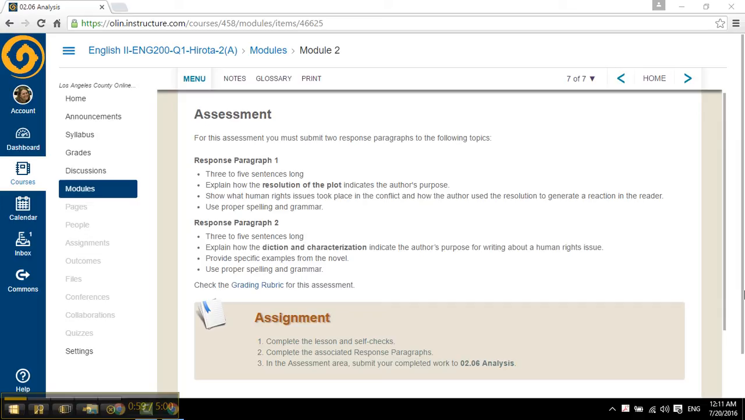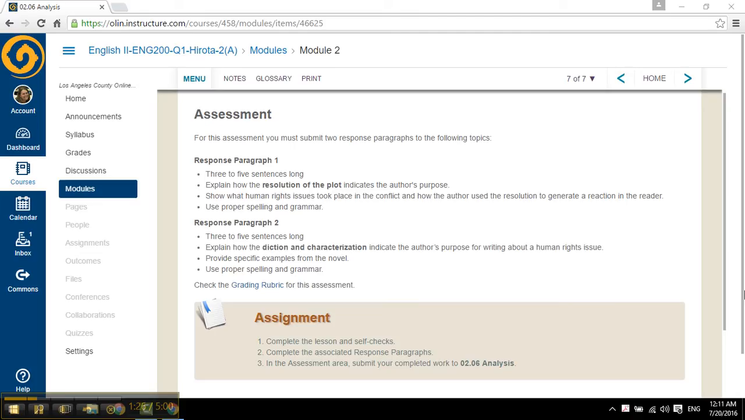So with diction, and with characterization too, you're looking at word choices. What kind of words is the author using? How does he or she describe the character? How does this show you if the author thinks negatively or positively about the human rights issue? So this is going to require some good thinking on your part. You're going to really need to think about it and look at it.